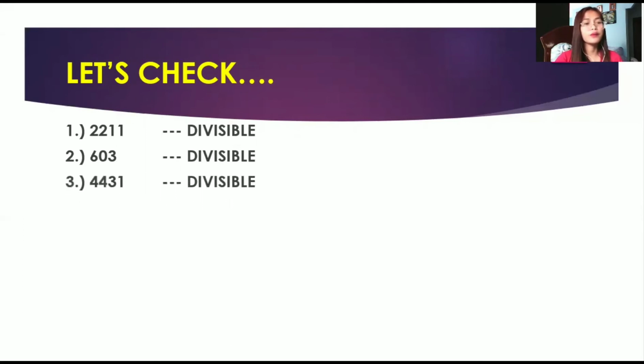Next, number 3. Okay, the given number is 4,431. So again, atong i-add 4 plus 4 plus 3 plus 1, which is equal to 12. So si 12 ba divisible by 3? Okay, the answer is yes.